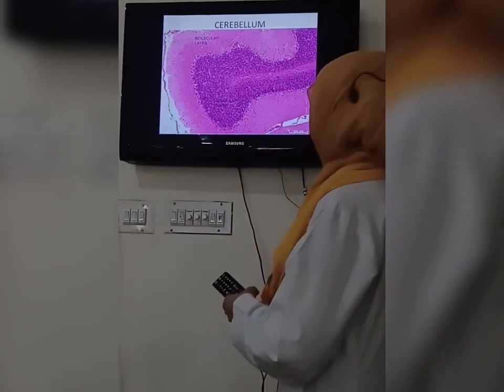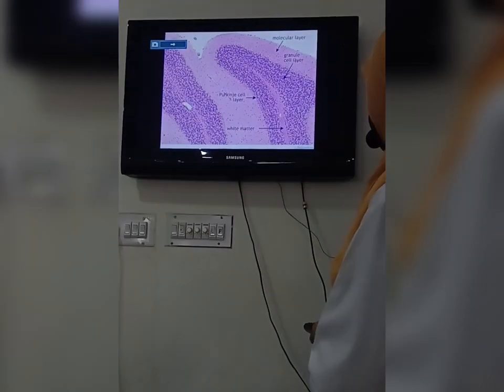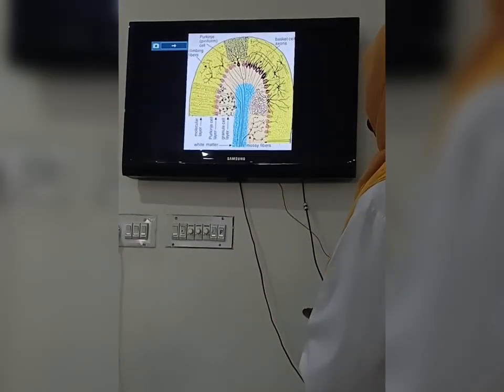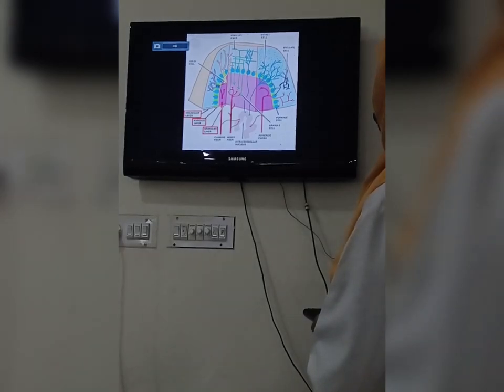So let's find some good diagram, either schematically, to show you the look of these cells that lie in the molecular layer. These are various pictures to make you clear about the look.